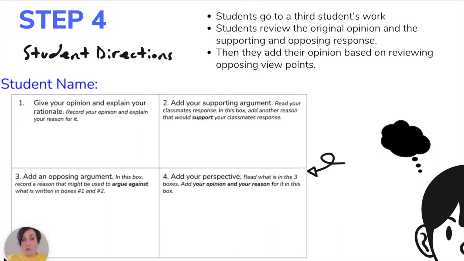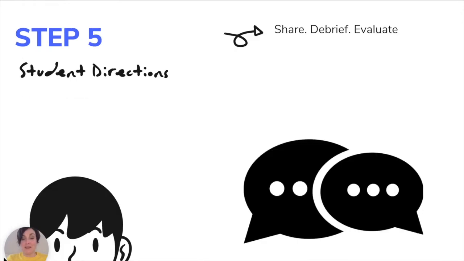And in step 4, students move on to another person's work and add supporting arguments, the opposing argument, as well as adding then their own perspective based on taking into consideration all the different points of view and evidence from the text. And as always, we encourage teachers to wrap up by having students debrief, share their thinking, and elaborate on their responses.